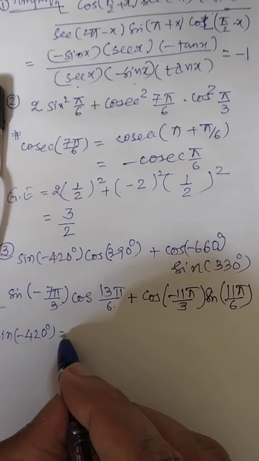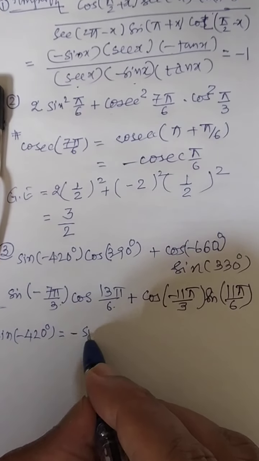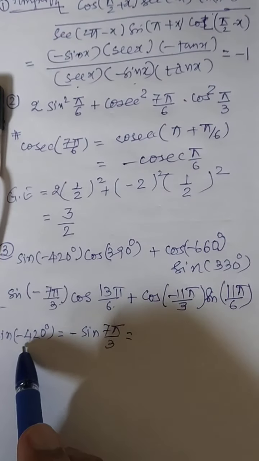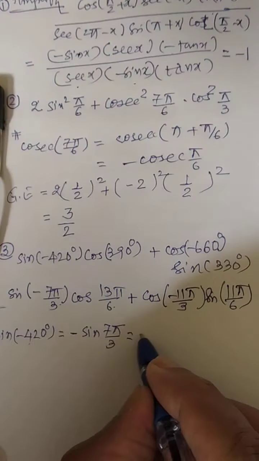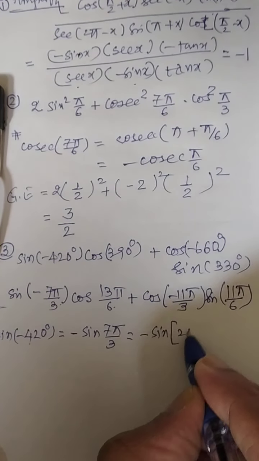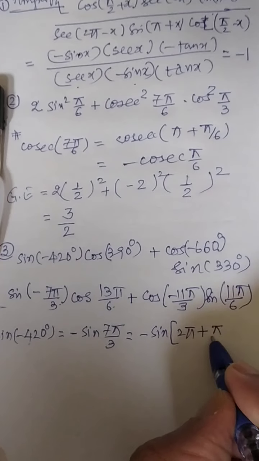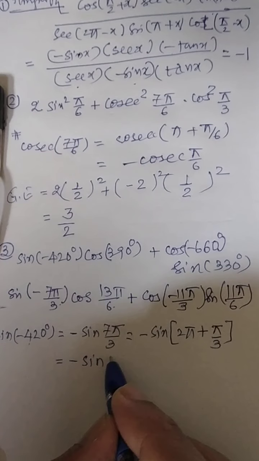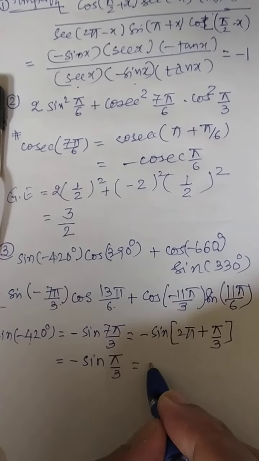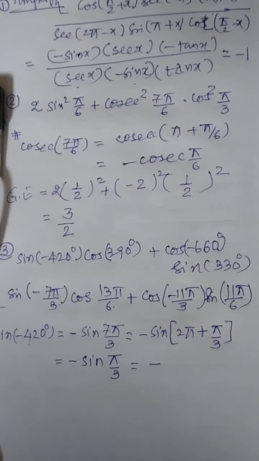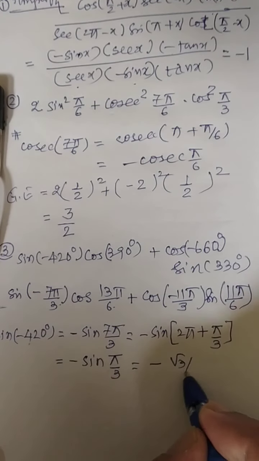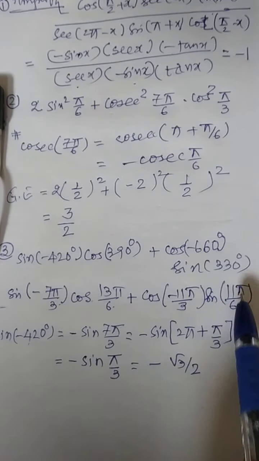Look, sin of minus theta is minus sin theta. So it will be minus sin of 7 pi by 3. Now this 7 pi by 3, this is 420, it is more than 2 pi, so I am writing 2 pi plus something. 2 pi plus what should I write? Pi by 3. Now it can be written as minus sin of, since sin of 2 pi plus theta is sin theta, pi by 3. And pi by 3 is nothing but what? 60 or 30? 60. So what will be the answer? Minus root 3 by 2. Similarly, you get all the 4 values.